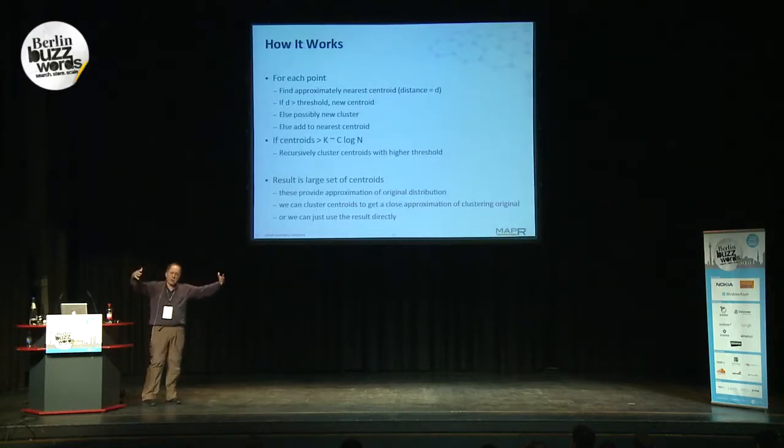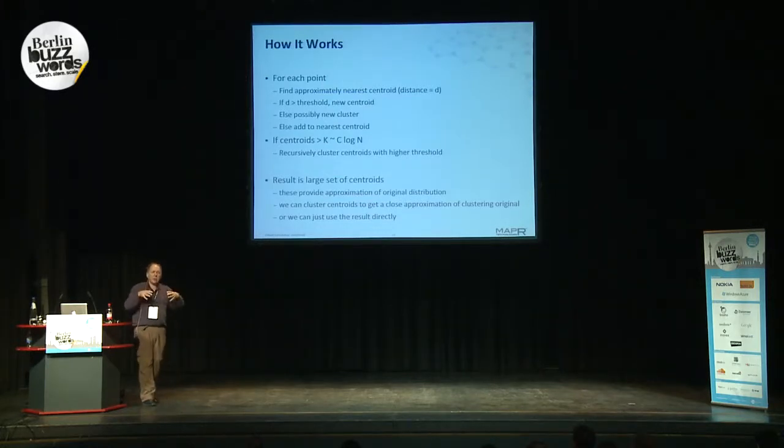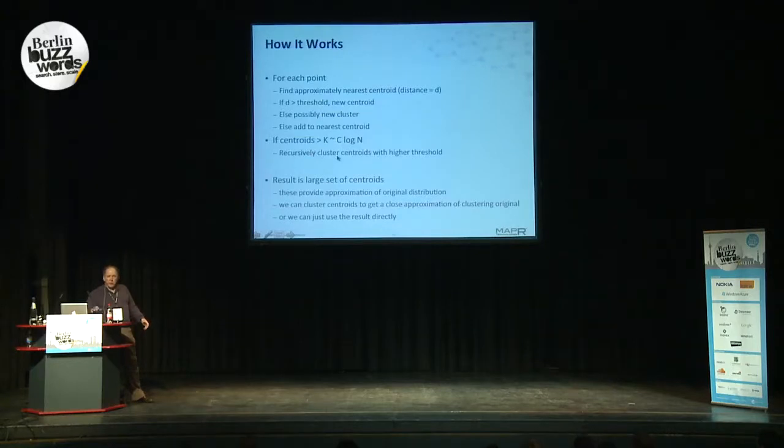We don't use those as the actual clustering. We use those as a surrogate for the main data. And we apply a real clustering algorithm to those centroids, which we can do in memory. And so it's very, very fast. It's one pass through this data. It only looks at each data point once. And when we recursively cluster the centroids, we don't restart.